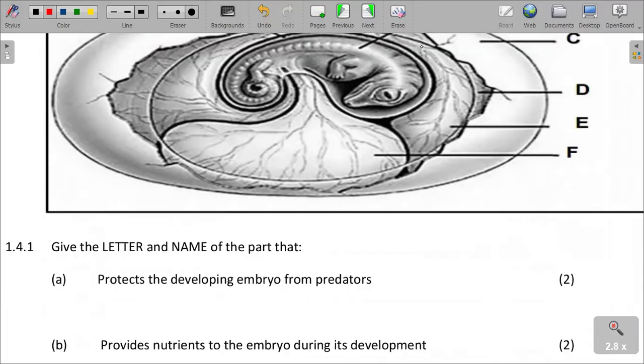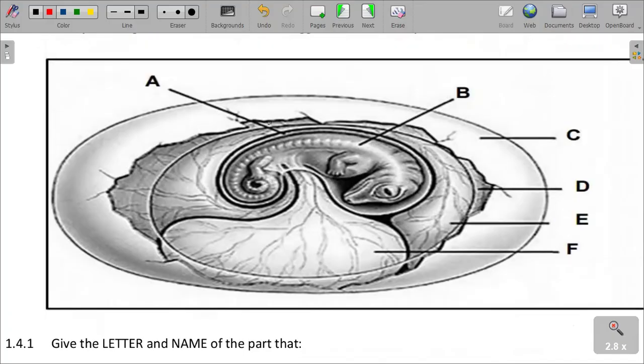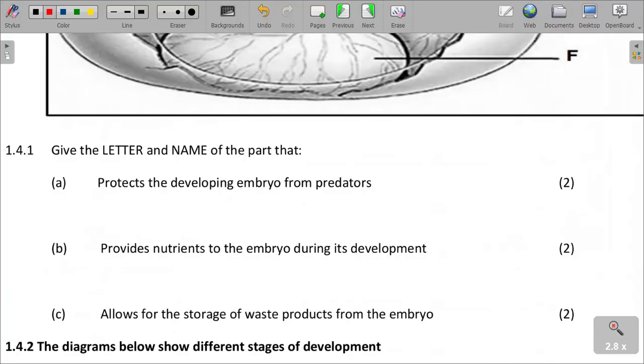So now the question is saying, give the letter and name of the part that protects the developing embryo from predators. What is it that protects them from predators? We say that the egg is covered by the shell. So it is protected by what? By the shell. And C protects the egg from drying out and also from predators. C, which is the what? The eggshell. The eggshell is the one that protects that.